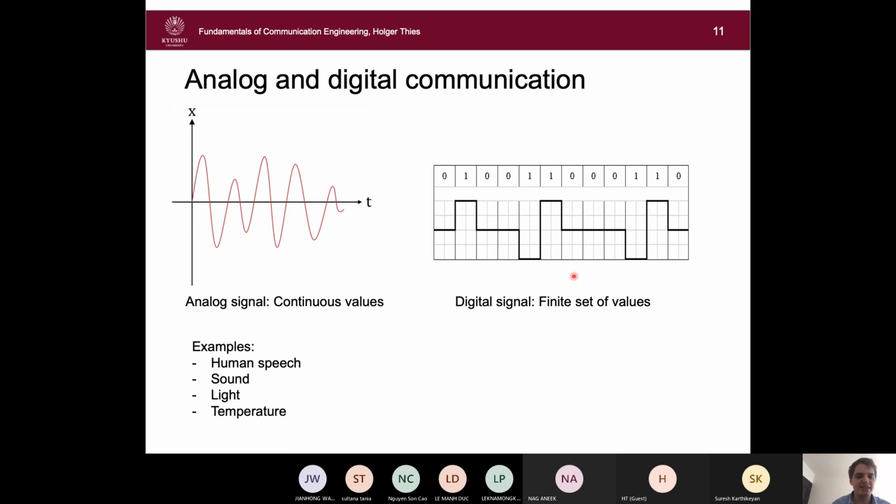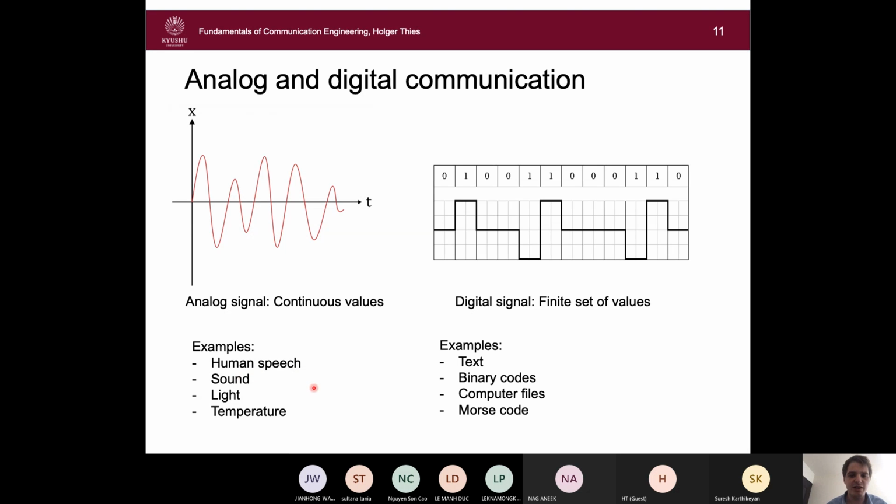So let's look at some examples. Analog systems are those that occur in nature. For example, human speech is an analog signal, and other forms of sound are analog signals. Light is an analog signal, and also temperature. All those do not take discrete values, but they can take any value. So temperature can be 35.5 degrees, 35 degrees, or any value in between. And the same is true for the intensity of light or sound or human speech.